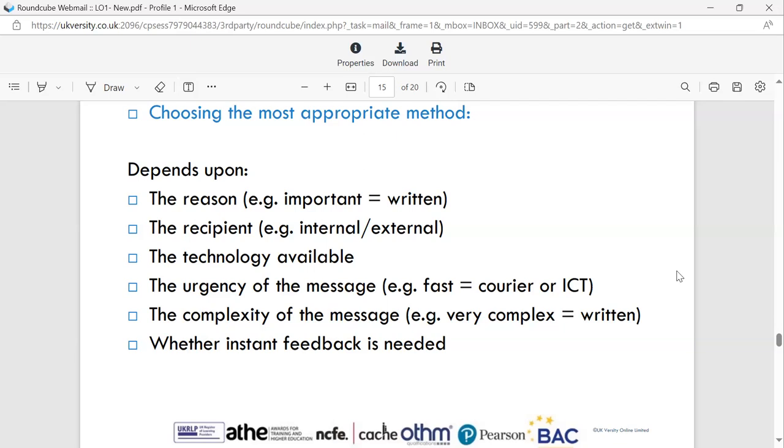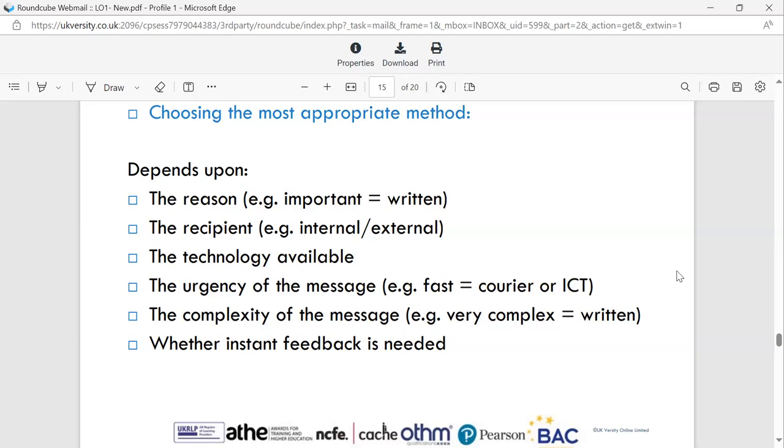Also, the urgency of the message, how you send a message across, either courier or through emails, things like that, identifies why the message is so urgent. So it needs to be sent through forms of external or internal. The complexity of the message, whether it's very complex and written, whether instant feedback is needed.